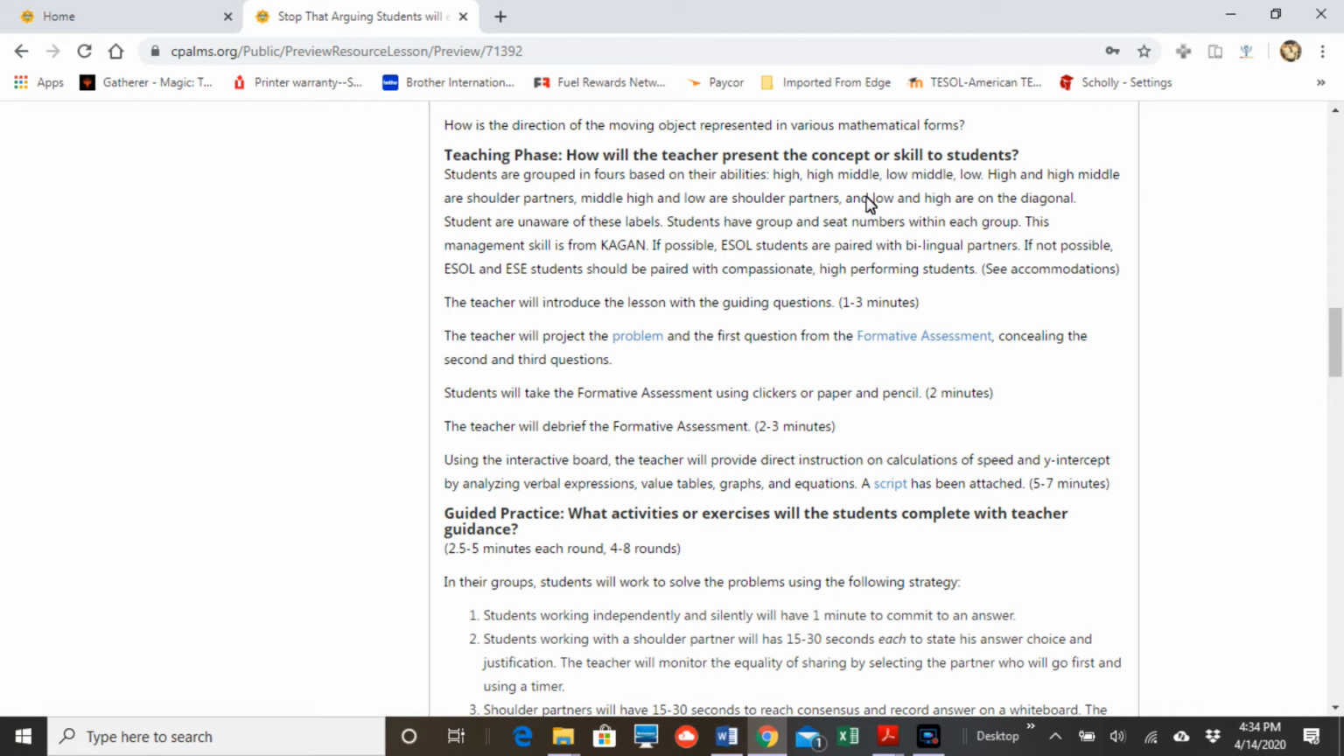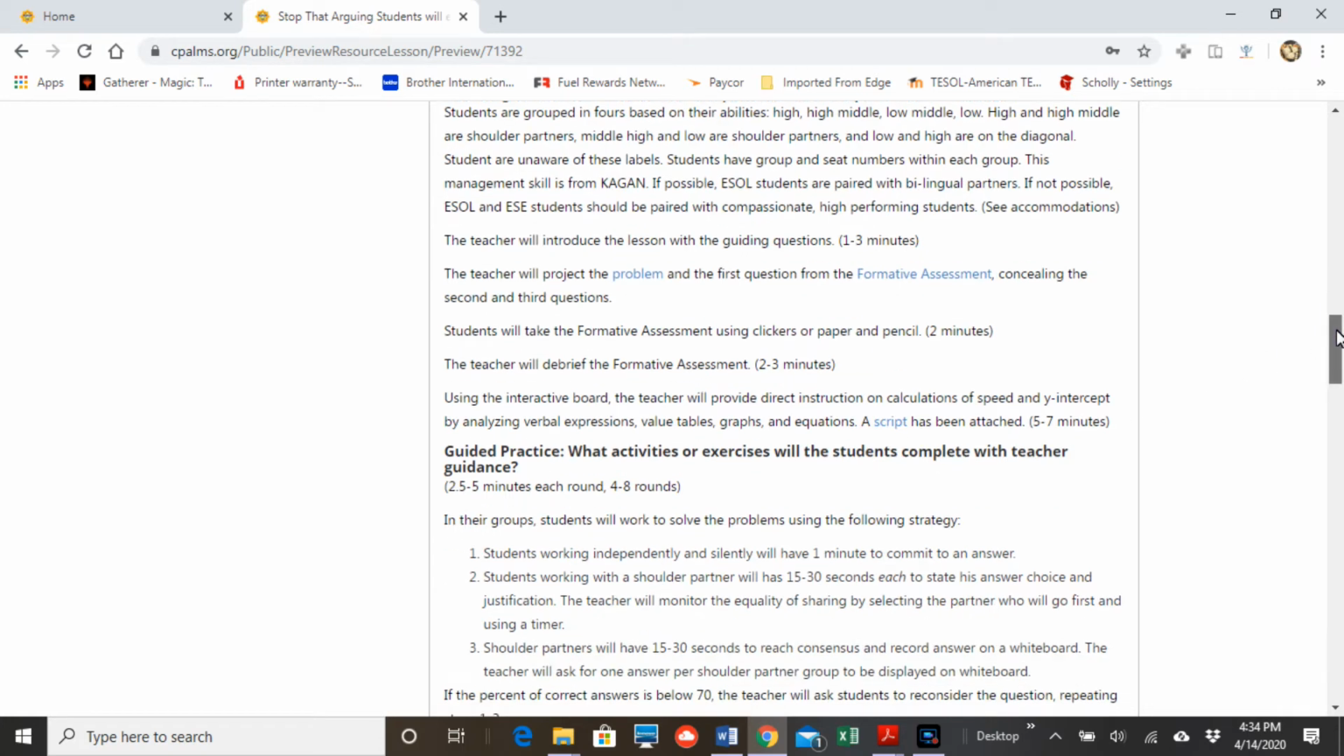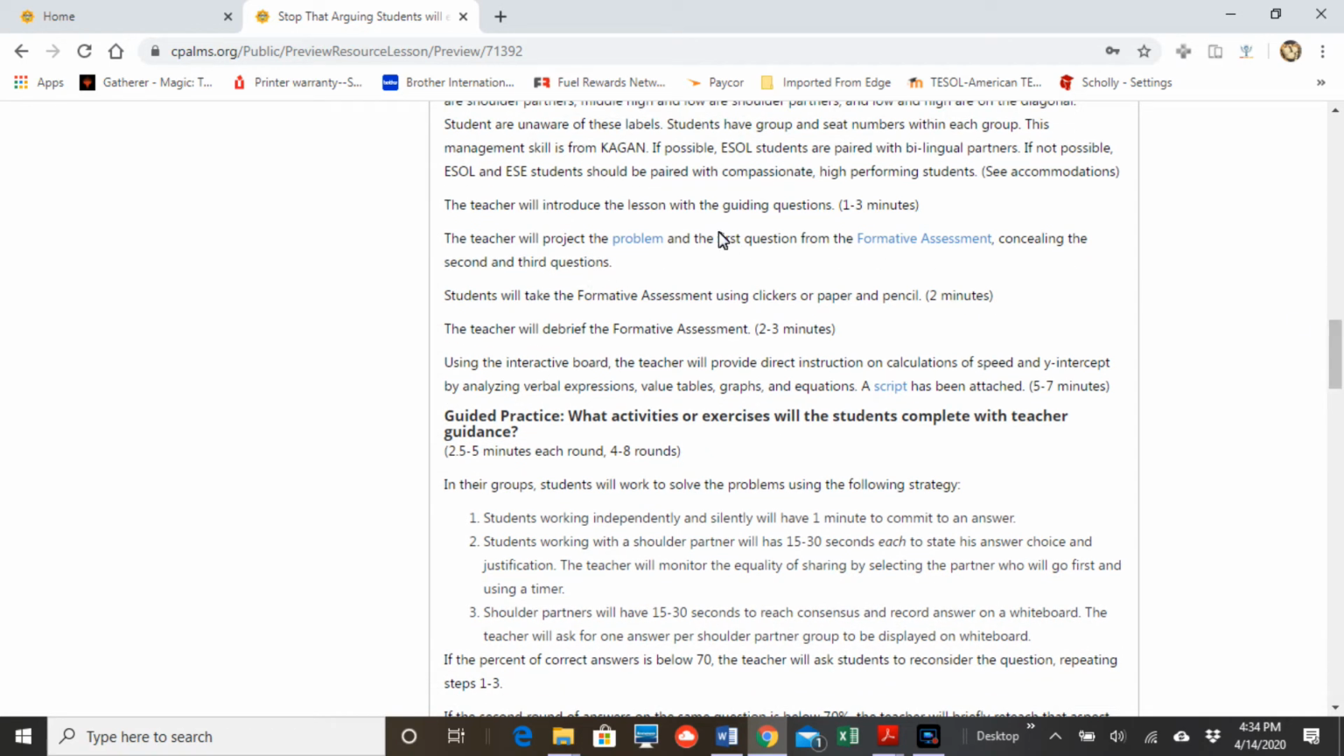How will the teacher present the concept or skill to students? This says students are grouped in fours based on their abilities. So here you're going to have, this is made to be a group assignment. Okay, and it's giving conditions to the teacher on what to do and how they're supposed to do it.